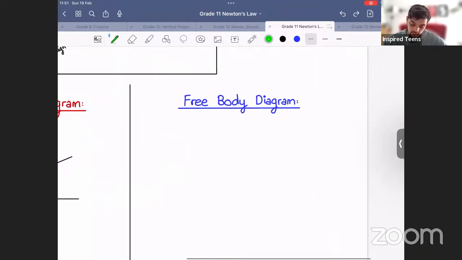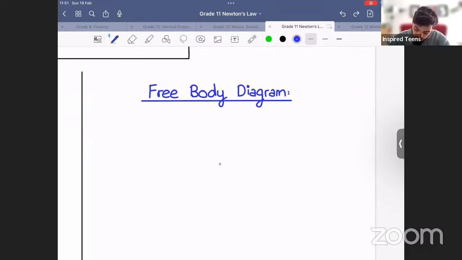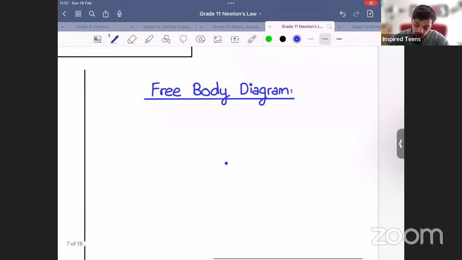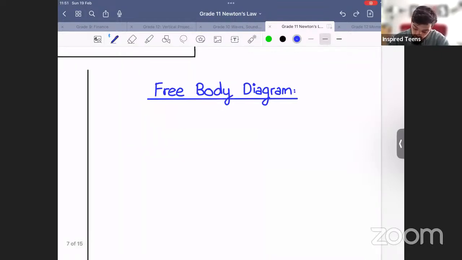Let's look at the same 5 kg block, but the free body diagram. So just the dot. By the way, in matric, you will only be required to know how to draw a free body diagram, which is great, right? In grade 11, you will need to know the force body.